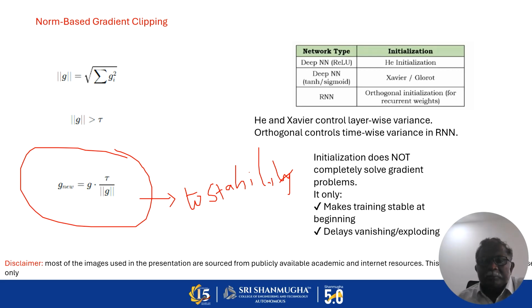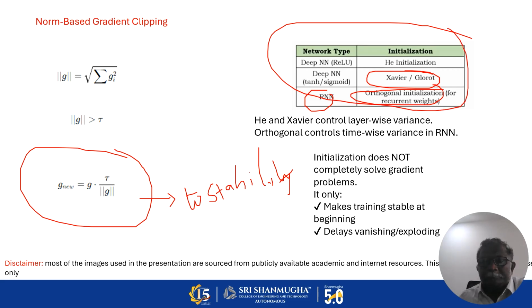Whenever we work on a deep neural network, we can use certain initializations. One is He initialization, which is for the case of the ReLU activation function in a deep neural network. When you use tanh and sigmoid activations, we can use Xavier and Glorot initialization, and for RNNs we can go for orthogonal initialization. Even if we use weight initialization, we can only delay the gradient issues, not solve them. In order to solve the gradient issues, we have to move forward towards LSTM, which we will see in the next lecture.